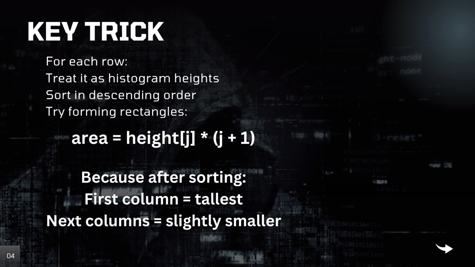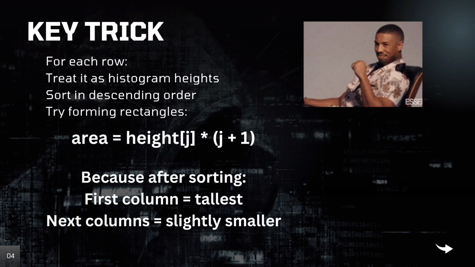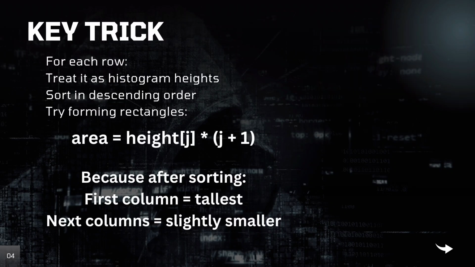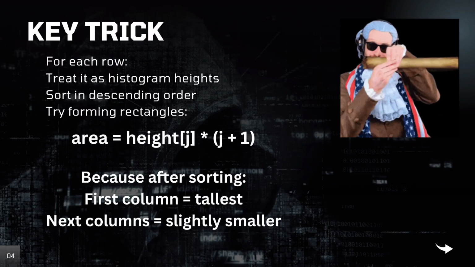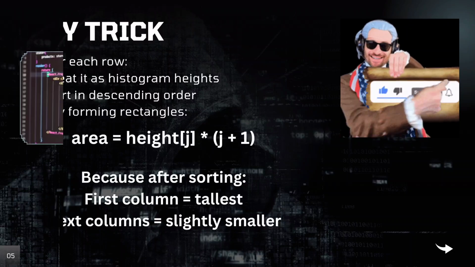For each row, treat it as a histogram of heights, sort in descending order, and try forming rectangles. In rectangles you have to apply a formula, area is equal to height[j] times (j plus 1), because after sorting, the first column is tallest, and the next column is slightly smaller. This is the core idea, and that's the solution of your problem. After that you can write your code and the code will be correct.